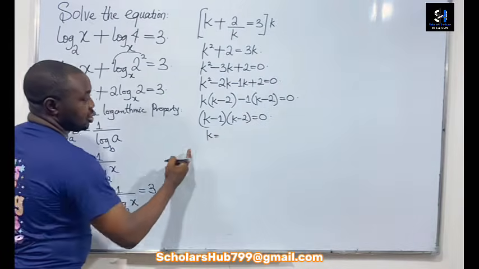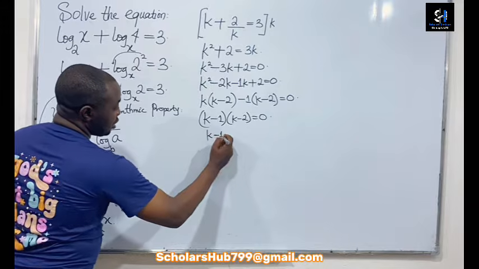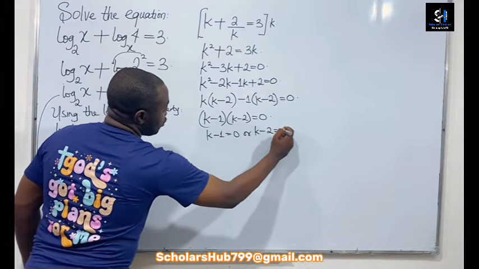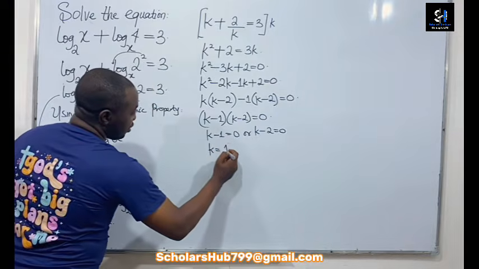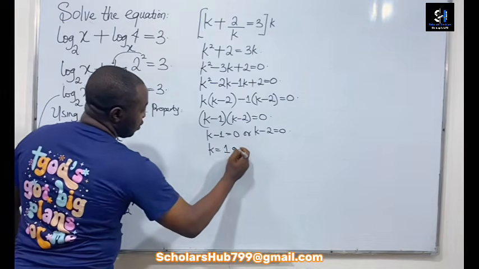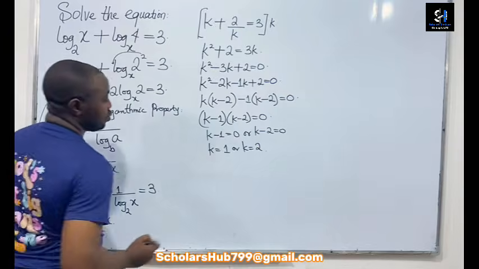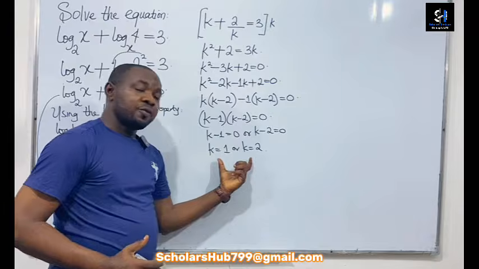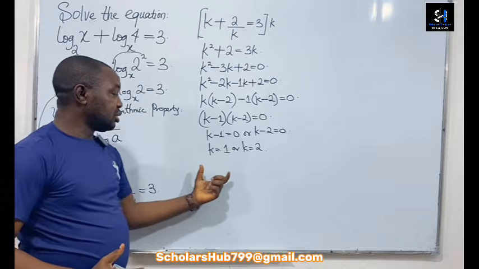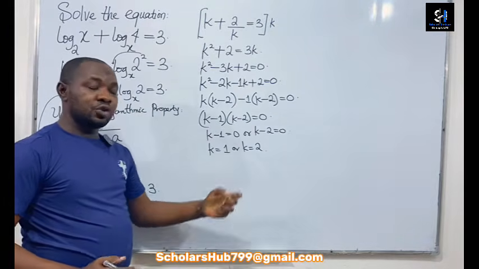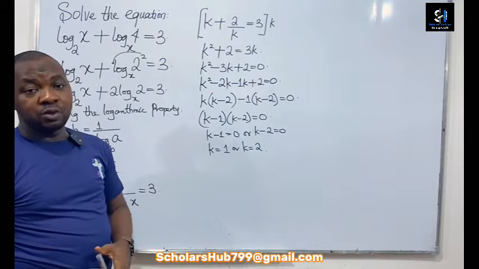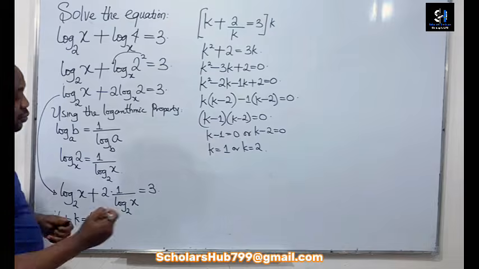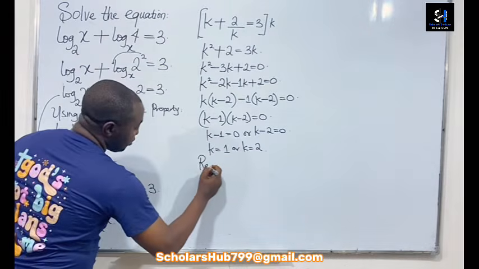Then I'm going to set each of these equal to 0. That is k minus 1 equals 0, then k minus 2 equals 0. So that k equals 1 or k equals 2. Alright, so now we have two values of k. We are going to use these two values of k to find two values of x that satisfy this logarithmic equation.